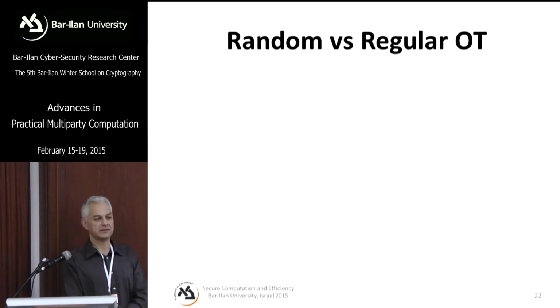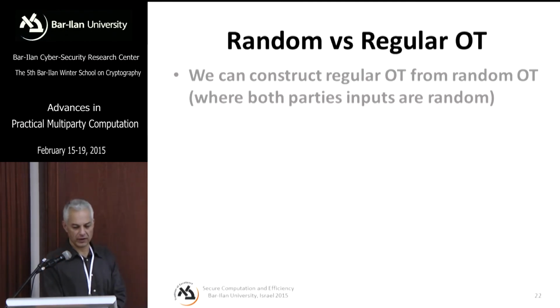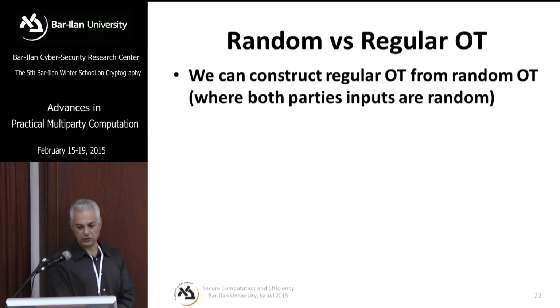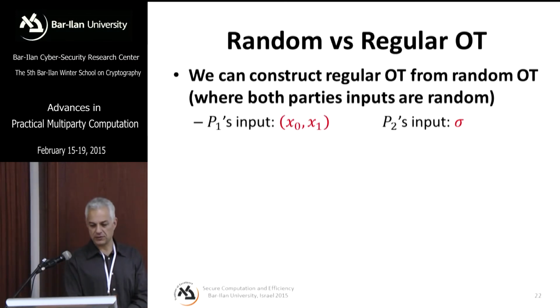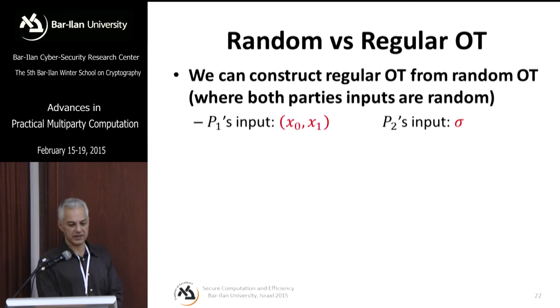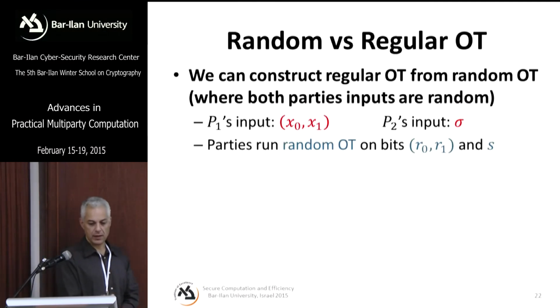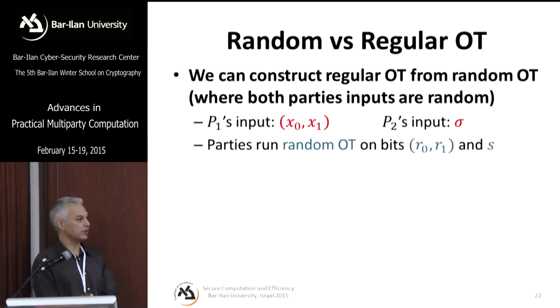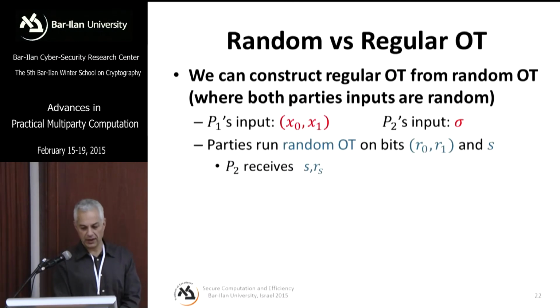And we would like to implement regular OT using random OT, and we can do it as follows. In a regular OT, P1's input is X0, X1, and P2's input is some sigma that P2 wants to choose. However, the parties run a random OT where P1's input is R0, R1, and P2's input is a random S, which is chosen for P2. He cannot choose it by himself. And P2 receives S and RS.